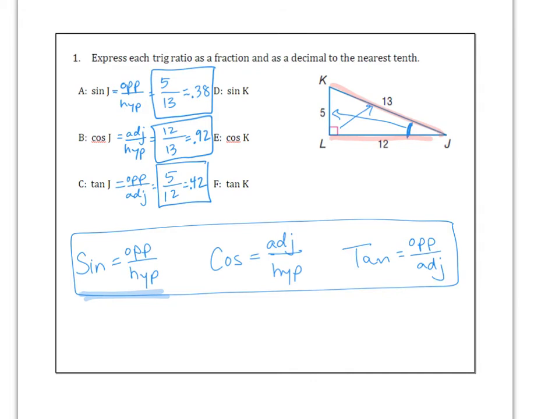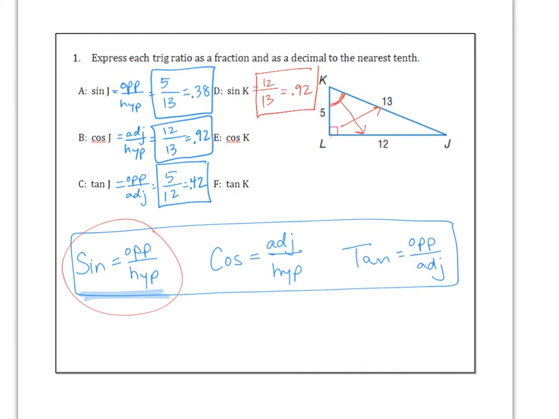Now we're going to find the sine of K. So remember, sine is opposite over hypotenuse, but this time we're going to work with angle K. So this angle. So what's opposite of K? 12. What's the hypotenuse? 13. We already did 12 divided by 13. That was 0.92, so I can just use that from before.